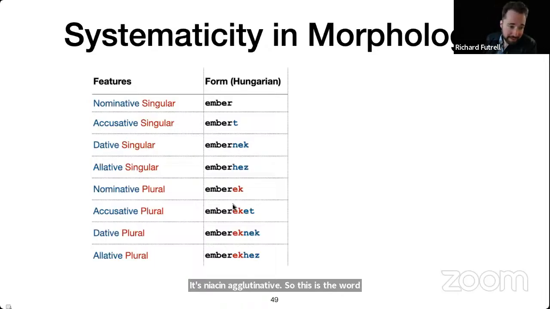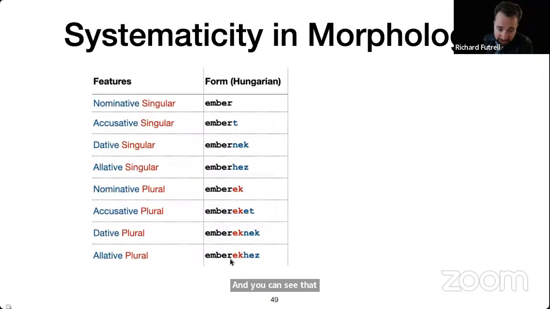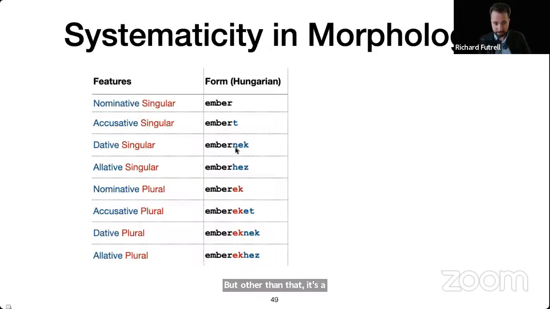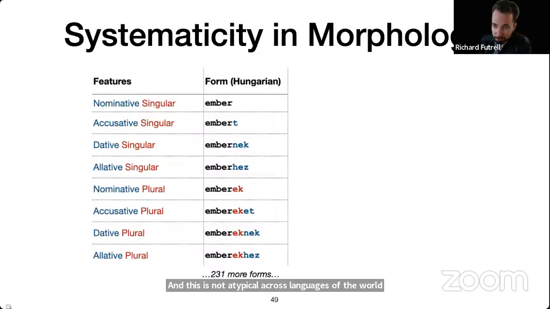And you can see that plural is indicated by an ek suffix, which is concatenated onto the end of the stem there. And then the case is indicated by case endings, which are concatenated after the plural ending there. So this is a nice agglutinative system. There's vowel harmony here. There's a non-local process here. But other than that, it's a concatenative system, an agglutinative system. And this is not atypical across languages of the world. And there's 231 more forms like this.